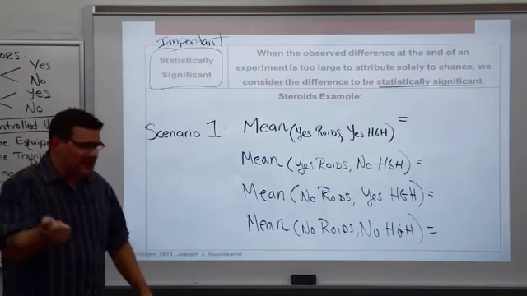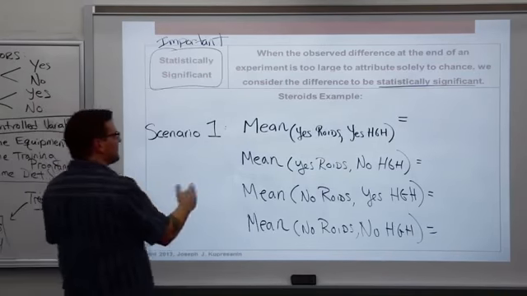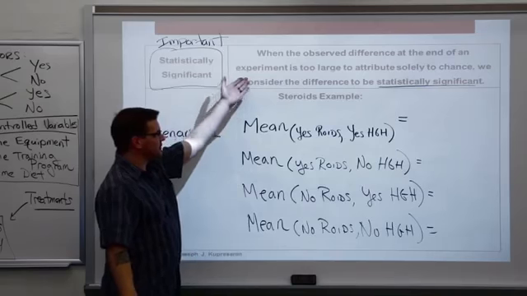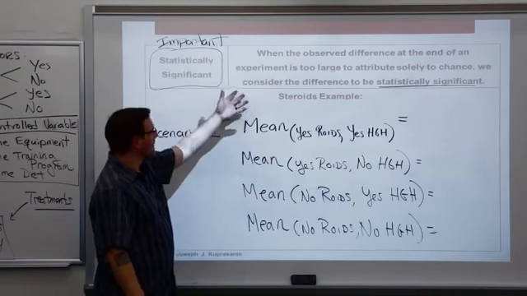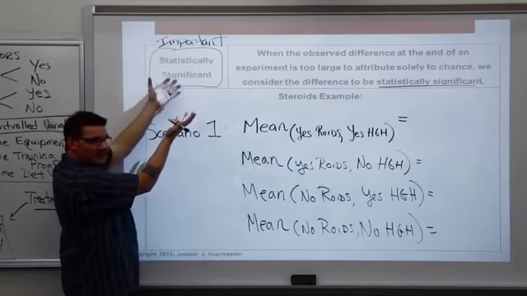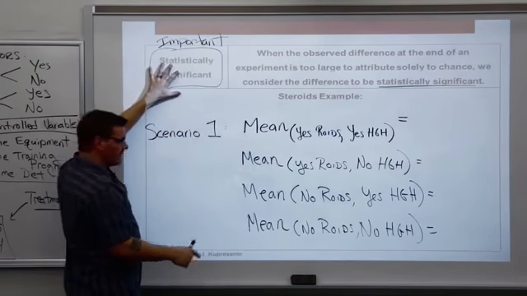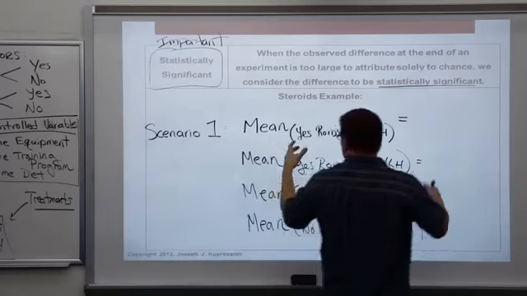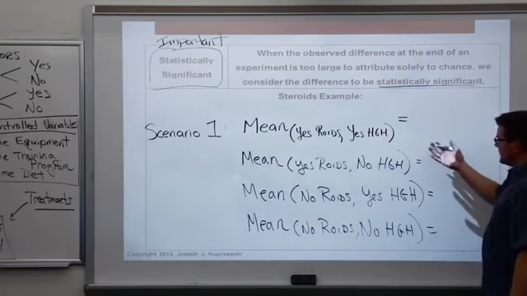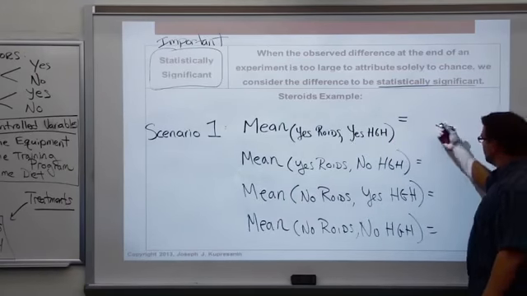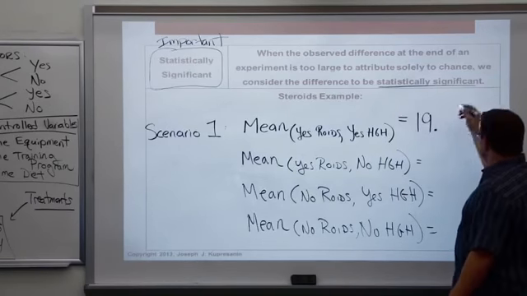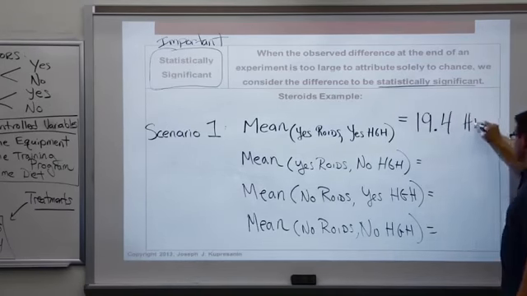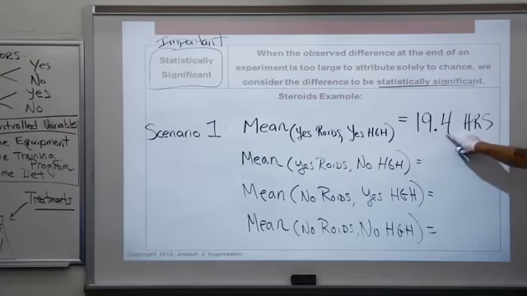Statistically significant. If the observed difference at the end of an experiment is too large to attribute to chance, we would say that it's statistically significant. This does not go away. The rest of the course, this idea is with us. So let me put some numbers. Pretend this happens, scenario 1. The mean for the double yes group happened to be 19.4 home runs. Those were 50 players, and here was their average home runs.